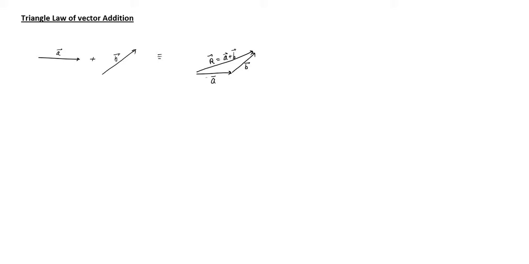We can also do it if we take the first vector as B and the second vector as A. So this is the first vector B and this is the second vector A, and if we add these two vectors B and A, we get this vector R, which equals vector A plus vector B. Now we can clearly see that in both cases the resultant is the same. It is just parallelly shifted.